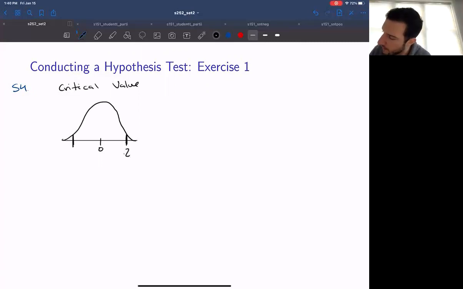So we're going to have Z subscript alpha over 2 in the upper tail, and then we'll have Z subscript alpha over 2 in the lower tail. So notice that when we have the two-tail test, we are splitting the significance level into each of the tails. So this is going to be Z alpha over 2, which is 0.05 over 2, 0.025.